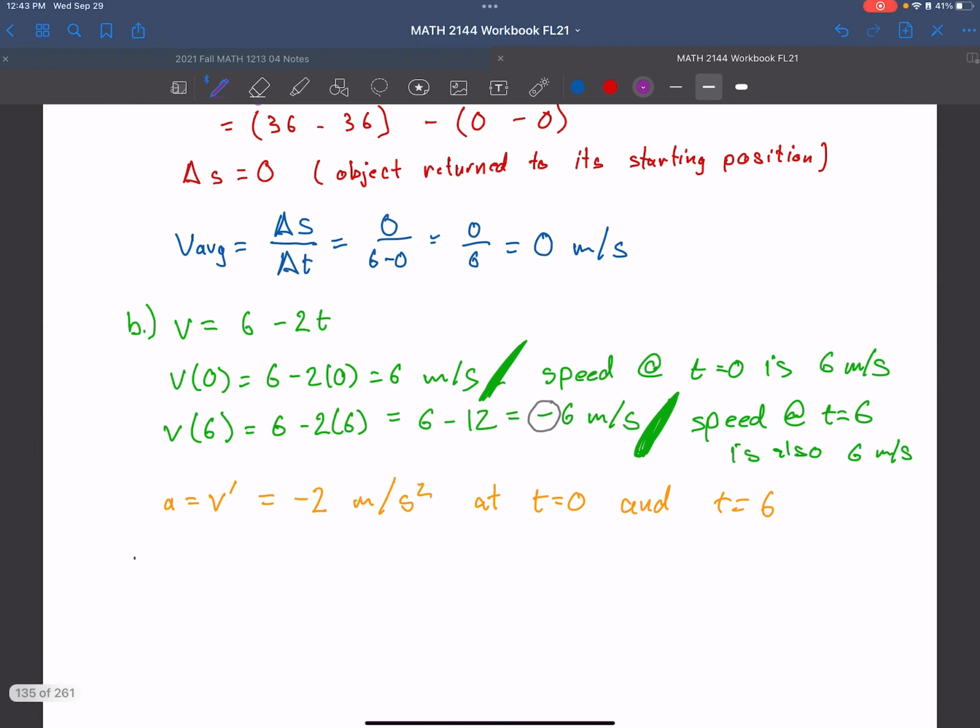Well, for the answer to C, what you're going to do is solve velocity equal to 0, and we'll talk about the "and" here in a moment. Let's just take care of that first. So let's take our velocity, which is 6 minus 2t, which is 0. So 6 is equal to 2t, so t is equal to 3.